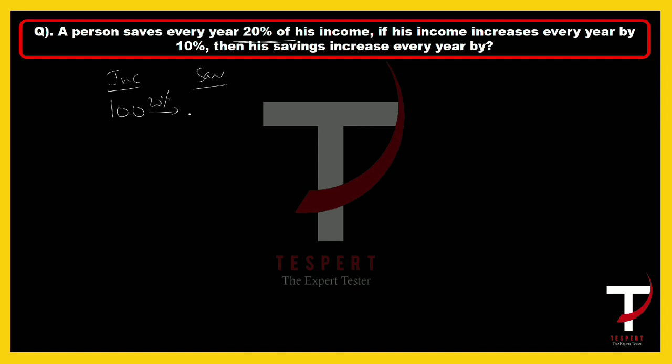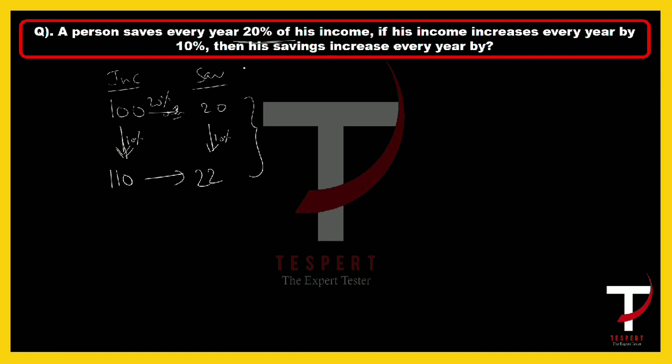Now what happened? His income increases every year by 10%. So 100 got increased by 10%, and the income will be 110 now. As income got increased by 10%, the savings will also be increased by 10%, right? A 10% increase in savings means 22. Now what is the question? We must calculate the percentage increase in savings.